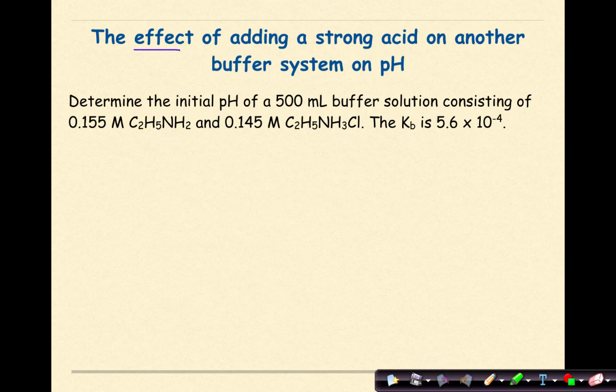The effect of adding a strong acid on another buffer system on pH. Determine the initial pH of a 500 milliliter buffer solution consisting of 0.155 molar C2H5NH2 and 0.145 molar C2H5NH3Cl. The Kb is 5.6 times 10 to the negative 4.